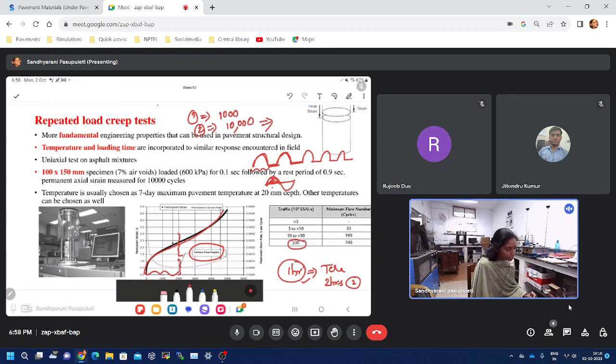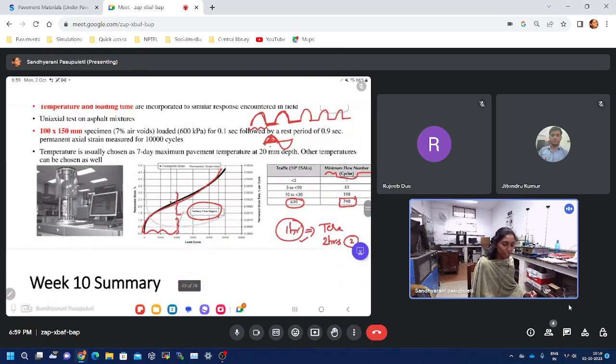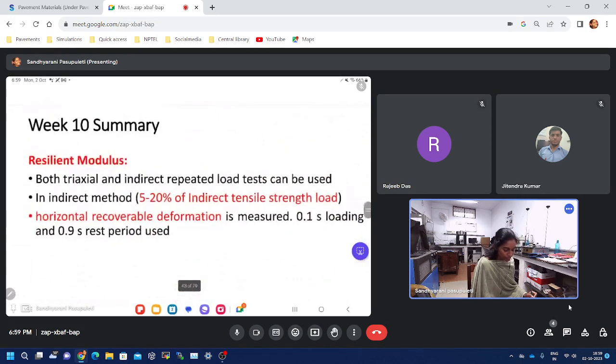If I am going to design the pavement for greater than 30 million standard axles, the minimum flow number suggested is 740 cycles. That means until 740 loading cycles, the specimen should not undergo the tertiary stage. Only after 740 cycles should it undergo the tertiary stage. So we confirm that if it is 740 cycles of load, then it is better at performing against rutting. Those are the tests, especially the static creep test and dynamic creep test, to understand the permanent deformation or rutting characteristics of the asphalt mixture.